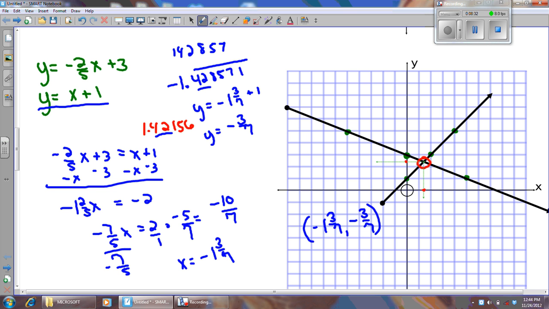There's no way you would guesstimate that. You could get close, but there's no way you'd be able to accurately guesstimate that on this type of graph. So that's the downfall to solving systems by graphing. Now we will do some soon where graphing is a great way to solve it, and this point of intersection is exceptionally important. But for right now, I wanted you to see the limitations of solving by graphing.